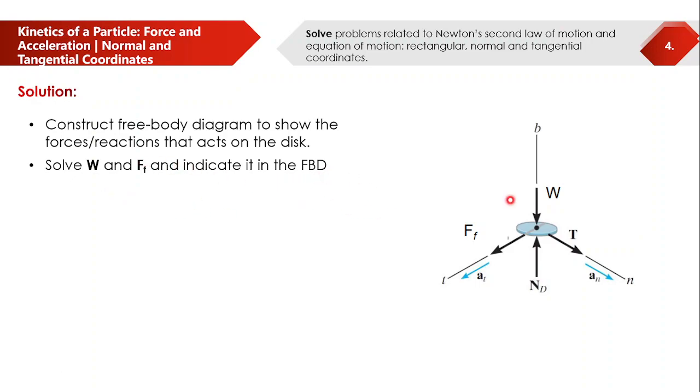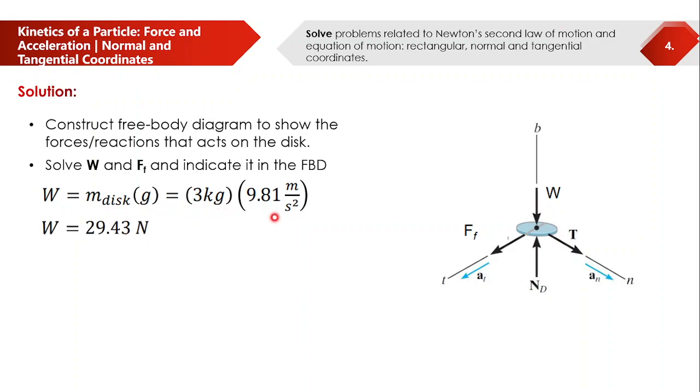Okay? Since wala tayong mga values dito, so we need to indicate the values of this one para ma-analyze natin ng clearly. So we have weight of the disk rather will be equal to mass times the gravitational acceleration, that will be 3 kilograms times 9.81 meters per second squared. So that will be equal to 29.43 Newton.